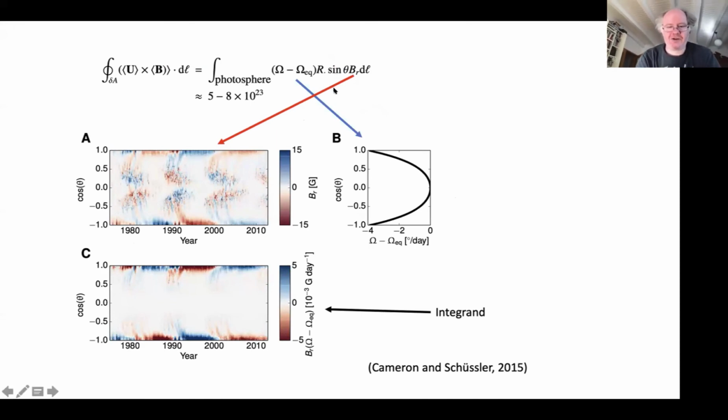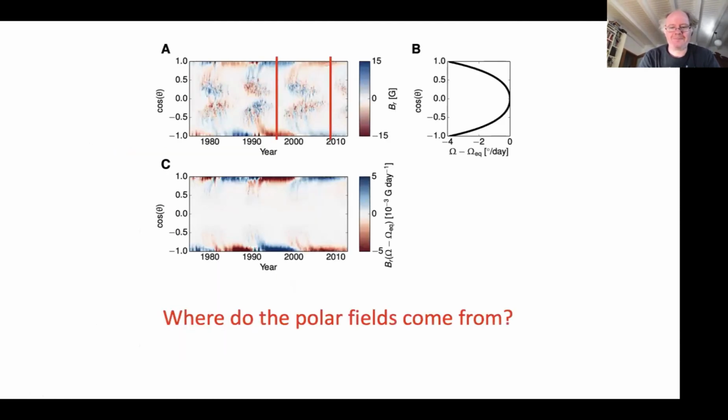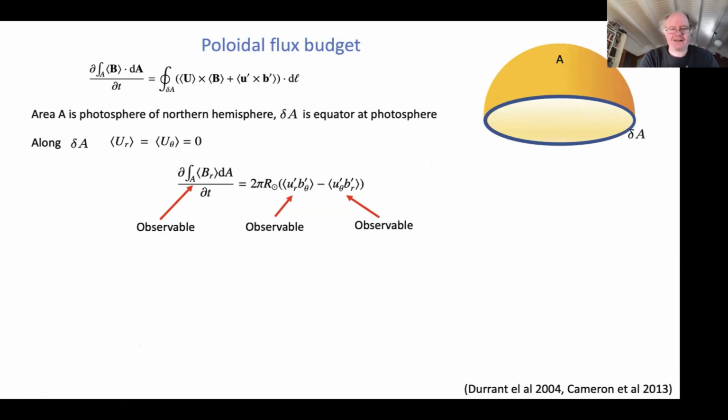So now we know where the toroidal flux is coming from and where it's going, but the toroidal flux is basically being generated by the winding up of these polar fields. And so the next question is, where do these polar fields come from? And the answer we again get from applying Stokes theorem. In this case, however, we're going to apply Stokes theorem to the surface of the photosphere in the northern hemisphere, and our contour will be the equator at the solar surface.